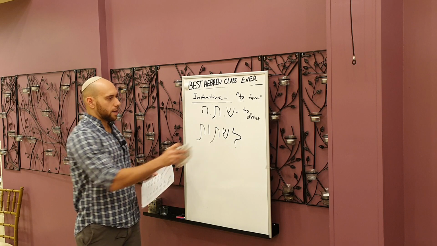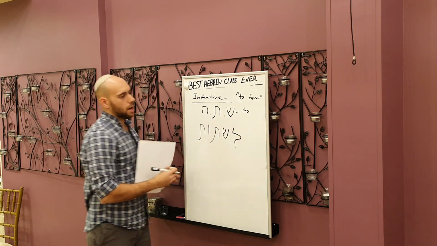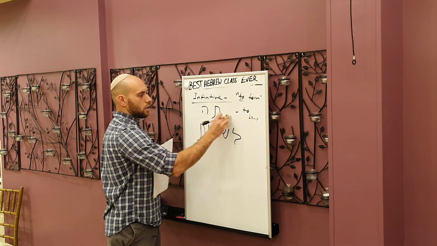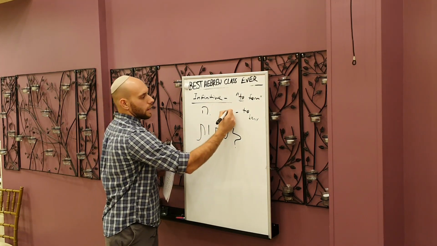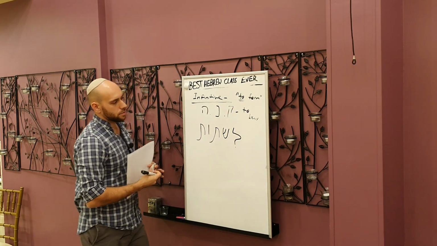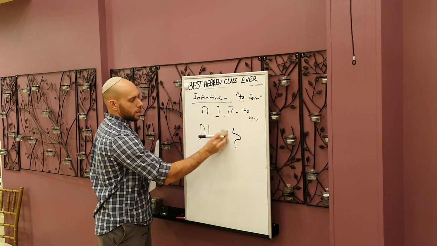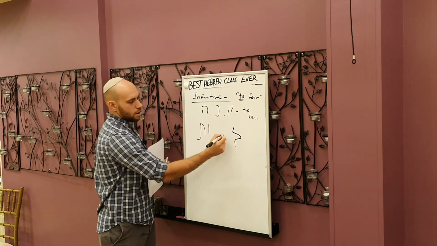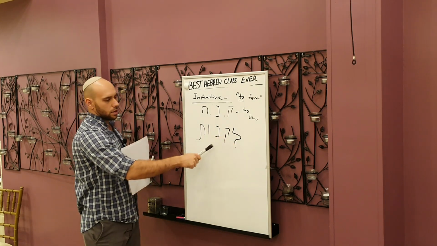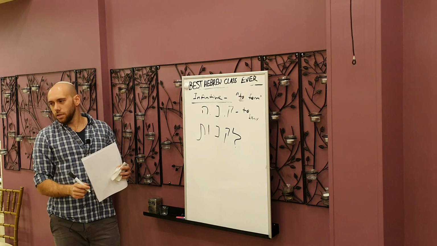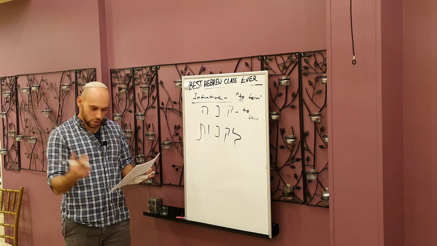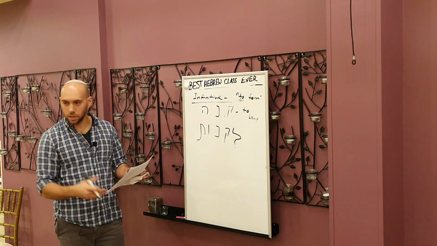We'll go to the next one, to buy. That is kana, right? So how would you, again, because you have the hey, this is gonna be a tav, and then these are just gonna plug in, right? So same thing, li, how would you read it? Okay, liknot, yes. So we have lirtzot, lishtot, liknot. You see there's a clear pattern there.